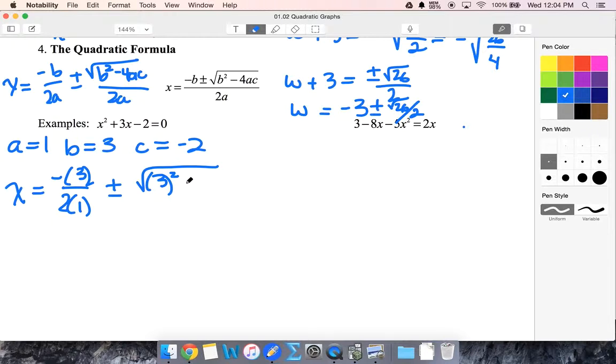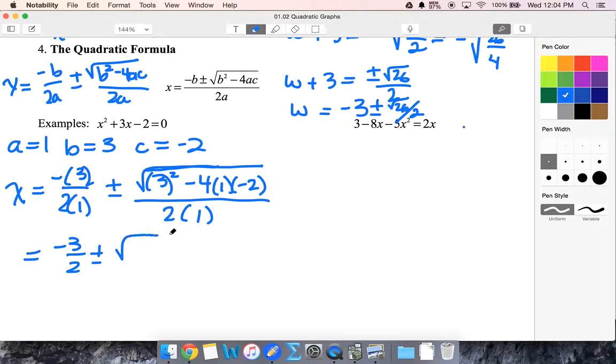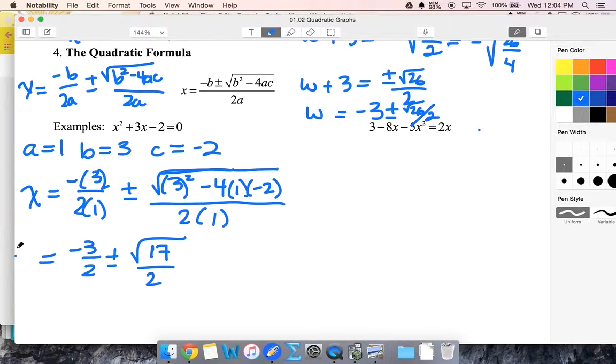Plus or minus b squared minus 4 times a times c. Again, not losing my negative. Complete the square root sign all over 2a. Now I'm going to simplify. Negative 3 halves plus minus square root of 9 plus 8, 17, over 2. So those are my two solutions.